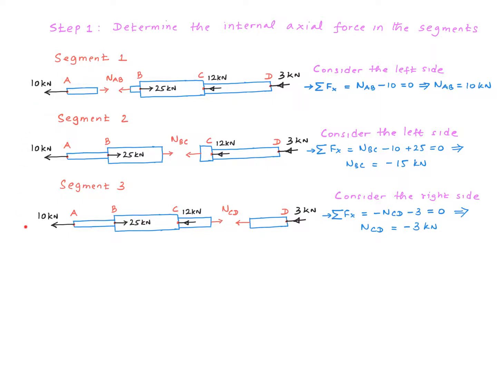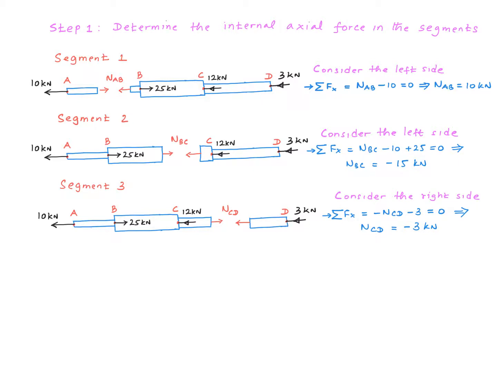So the first thing I did is to evaluate the support reaction at point A, which turned out to be 10 kilonewton acting to the left. In this first section here, we are sectioning within AB and considering the left side in order to find the internal force NAB, like shown over here. In the second part here, we are sectioning within the middle section BC and considering the left side one more time to evaluate the internal force NBC, and NBC works out to be minus 15 kilonewton here.